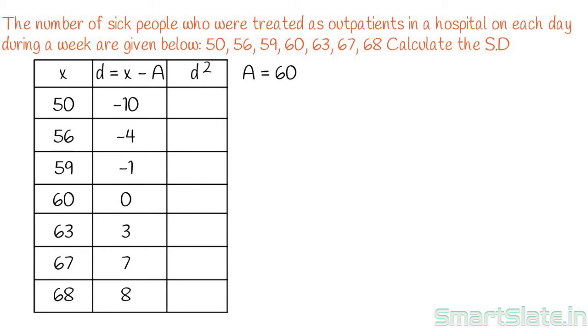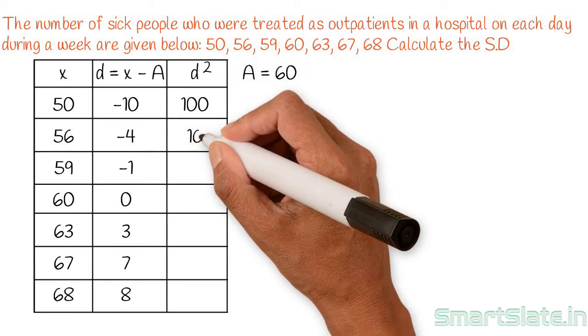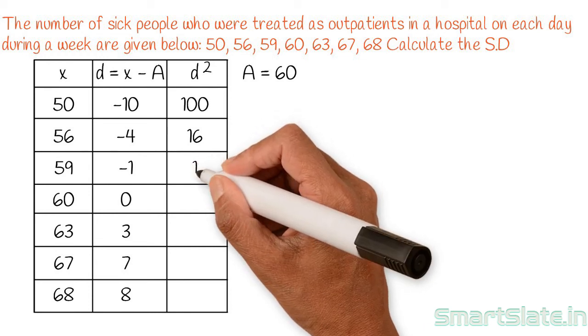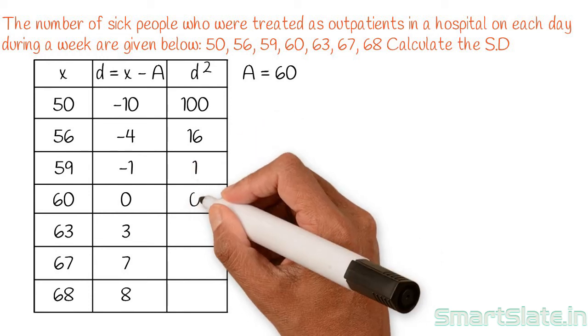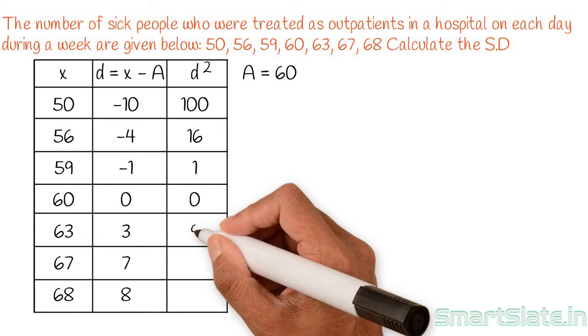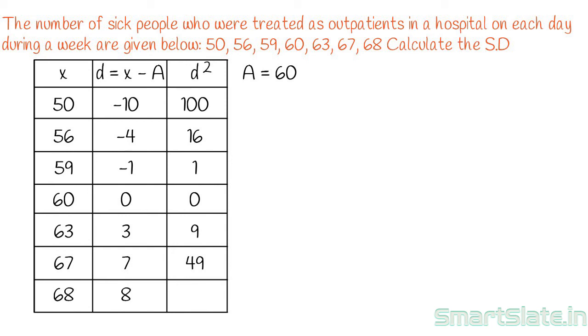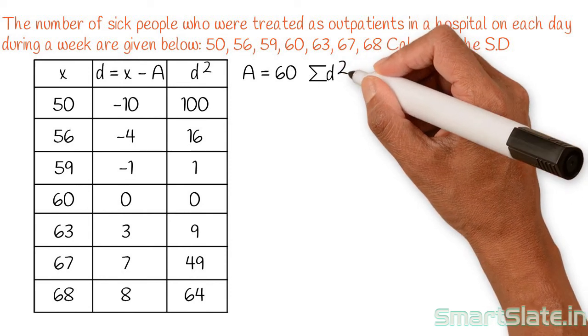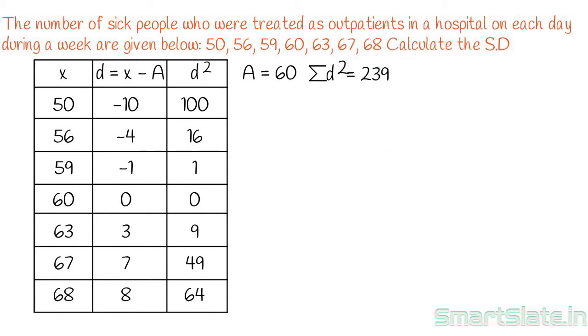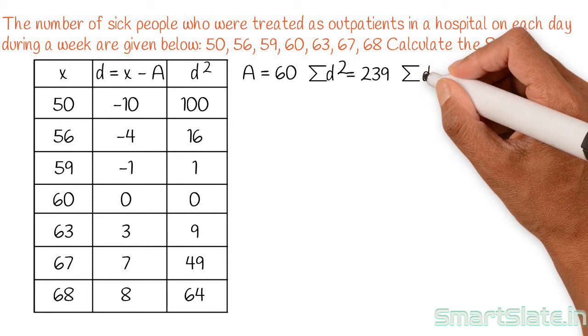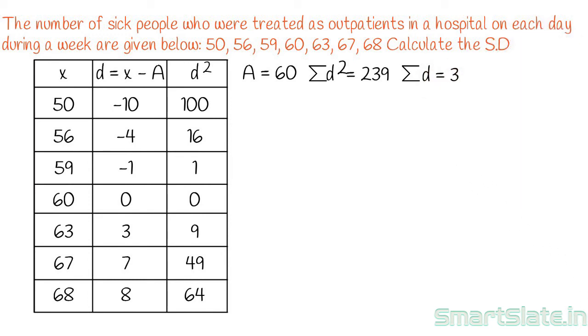Let's find the squares of these deviations. Square of minus 10 is 100. Square of minus 4 is 16. Square of minus 1 is 1. Square of 0 is 0. Square of 3 is 9. Square of 7 is 49. Square of 8 is 64. Find the sum of all these squares. It is 239. Also find the sum of these deviations. It is 3. Now we have all needed values.